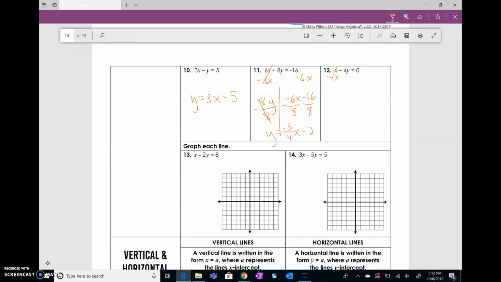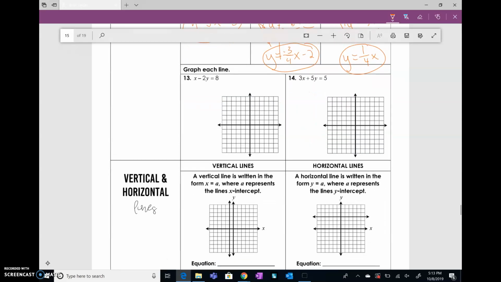And then here, you get -x, because 0 take away x is just 0. And divide by a -4. You get y equals, a negative divided by a negative is a positive. So you could write 1/4 x or x over 4. These are your answers.